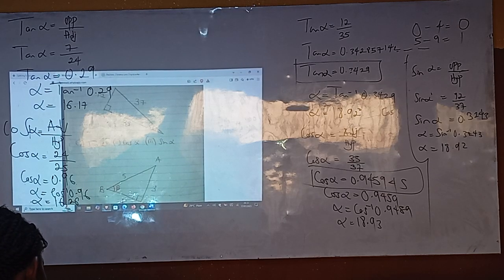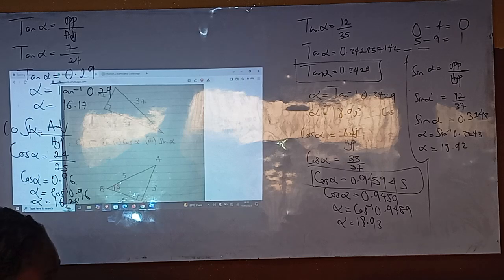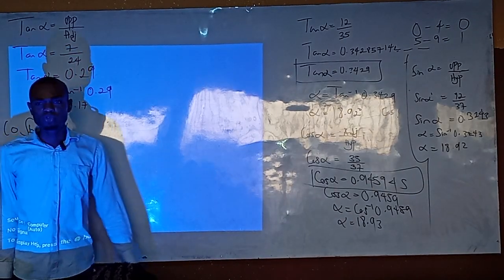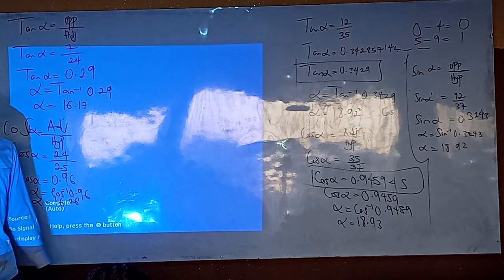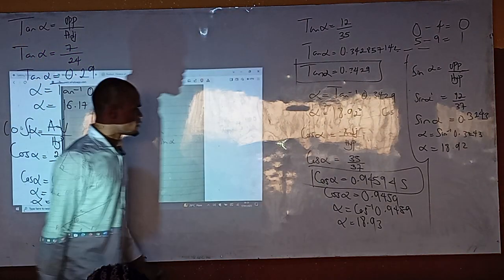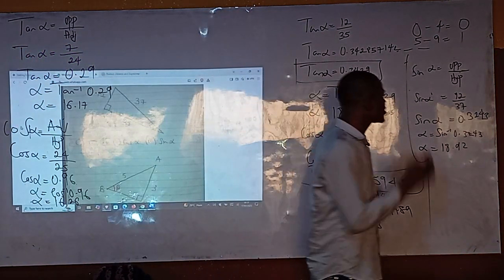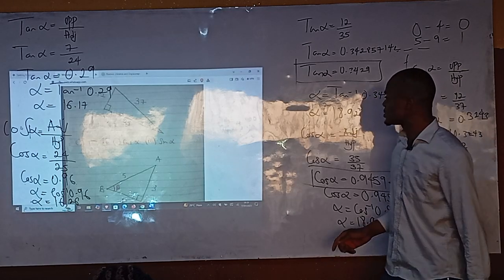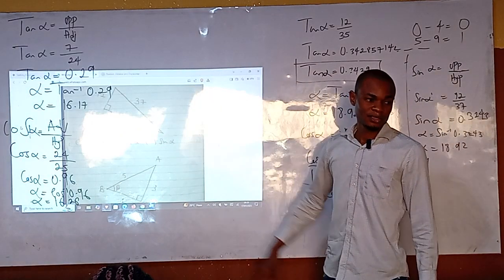You have to have a good knowledge of triangle. A good knowledge of triangle and your special rules must be in your brain. I have solved this, right? I have done the question of this.